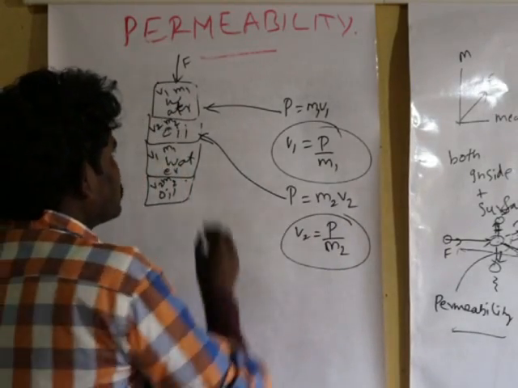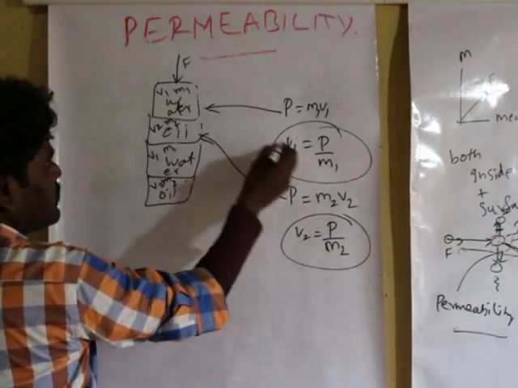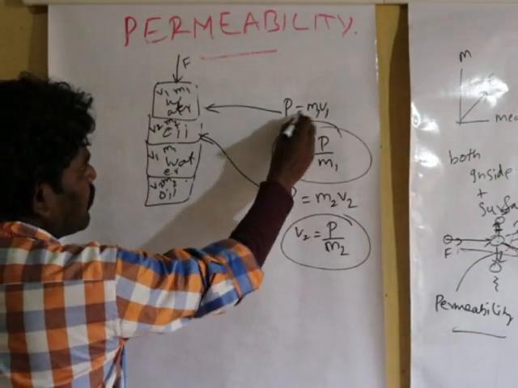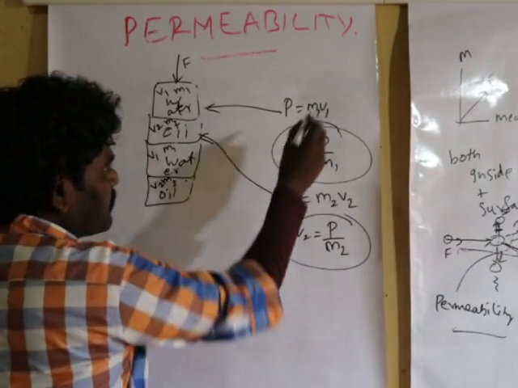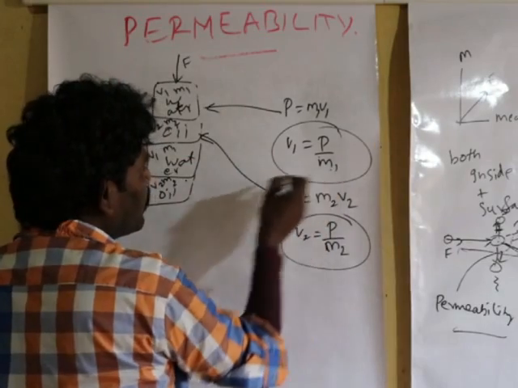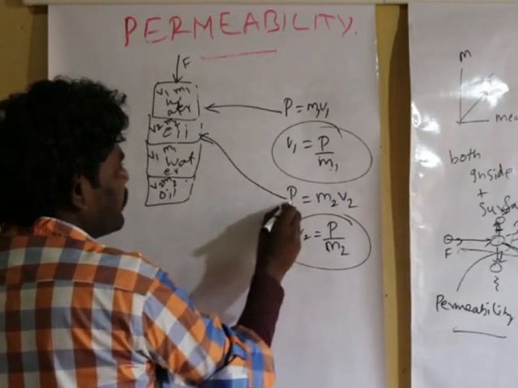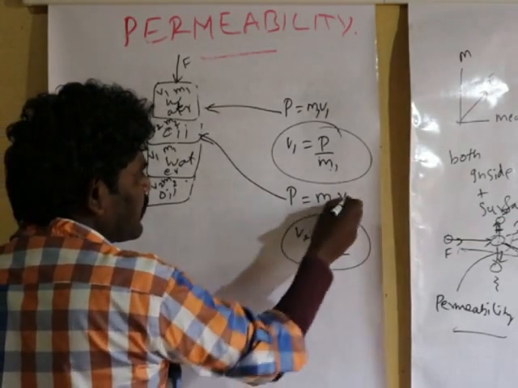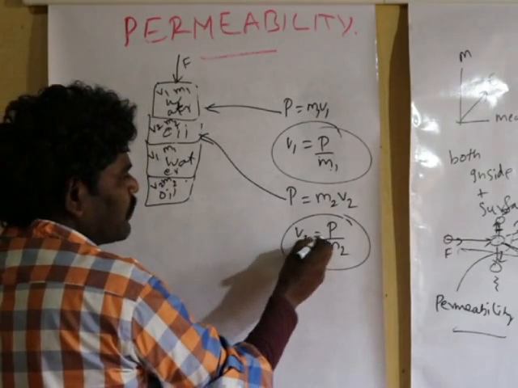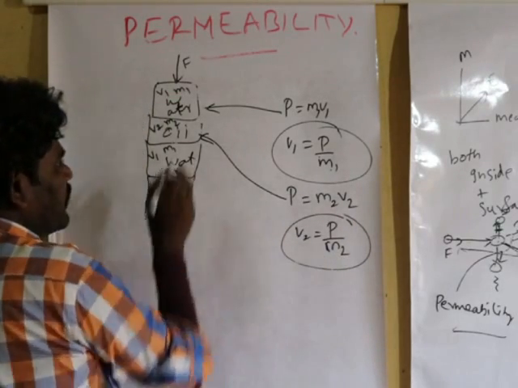If the signal is propagating here with v1, P equals m into v is the basic formula. From this I am deriving v1 equals P by m1. Taking the oil, P equals m2 v2, and from this I define the velocity as v2 equals P by m2.